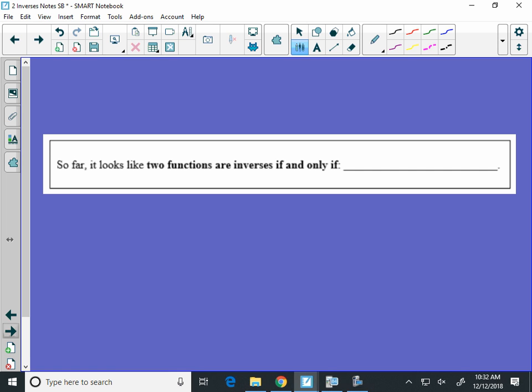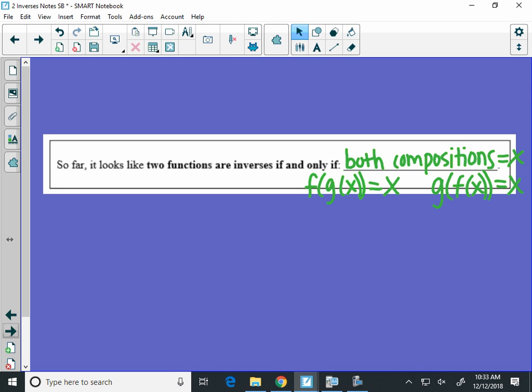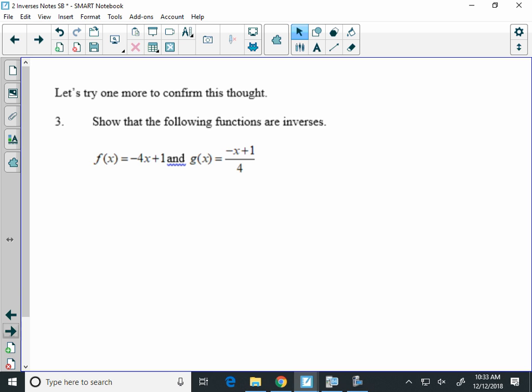This is the big thing here. It looks like these two functions were inverses if and only if both compositions equaled x. That means f of g of x gave me an answer of x, and g of f of x also gave me an answer of x. When you compose two functions, if both compositions, both ways, give you an answer of x, then those two functions are inverses. So let's try this one more time with a little bit more complicated looking problem.